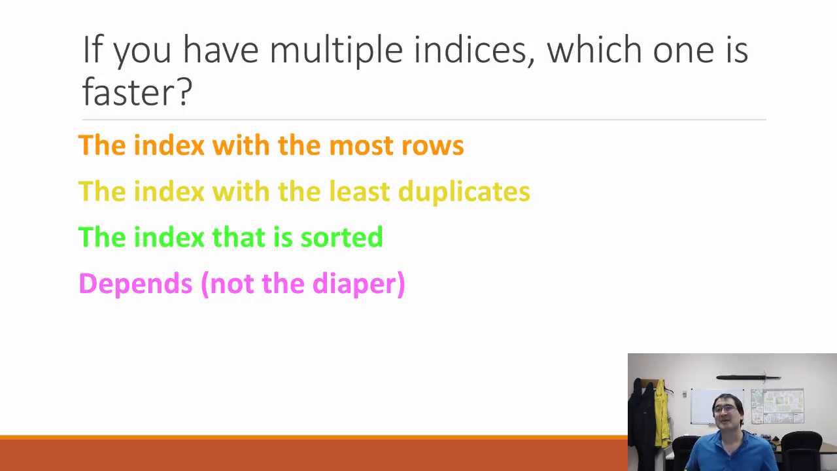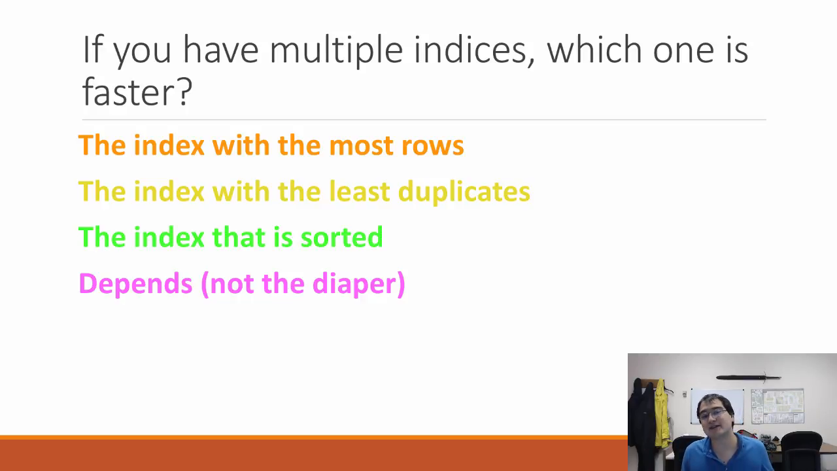And so this is actually a lot harder of a question than what it seems. So first off, let's go through these answers. The index with the most rows. Now this is clearly wrong. Every index has as many rows as the original table. If your index doesn't have as many rows as the original table, something has gone horribly wrong. So that doesn't make any sense.